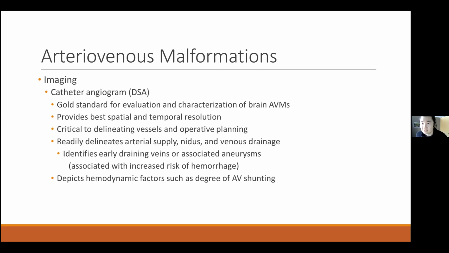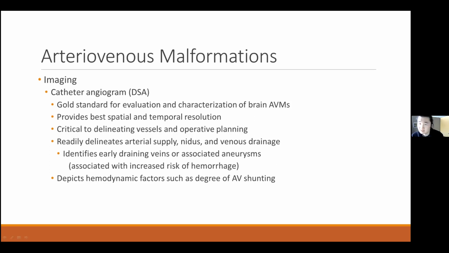And then unsurprisingly, the gold standard for diagnosis and evaluation is a catheter angiogram. A catheter angiogram plays a critical role in preoperative neurosurgical planning, and in stereotactic radiosurgical planning. It's also really important post-operatively to make sure that you've obliterated the AVM that you want to obliterate.